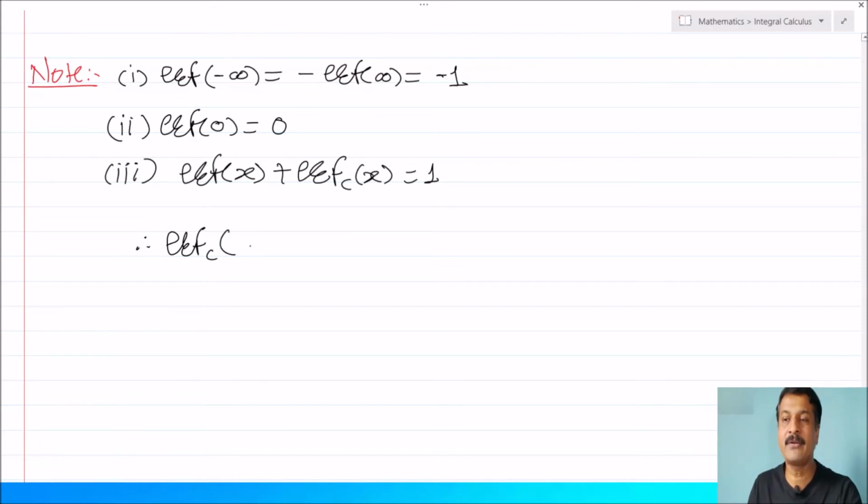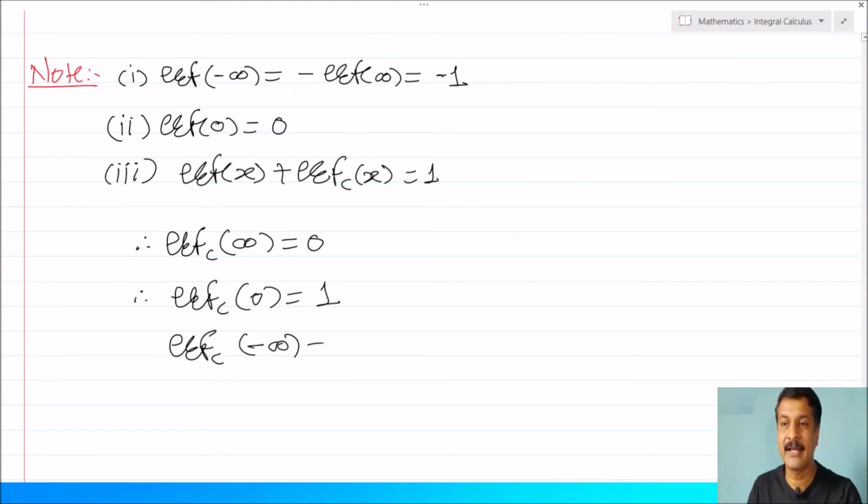So therefore, I can find out the different values of complement of error function of x. Like that, complement of error function of infinity is what? As error function of infinity is 1, what is the complement of error function of infinity? I am getting it is 0. Also, complement of error function of 0 is equal to 1, and complement of error function of minus infinity is equal to 2. So by using these different values, we can plot the graphs of error function and complement of error function. How? Let's see.